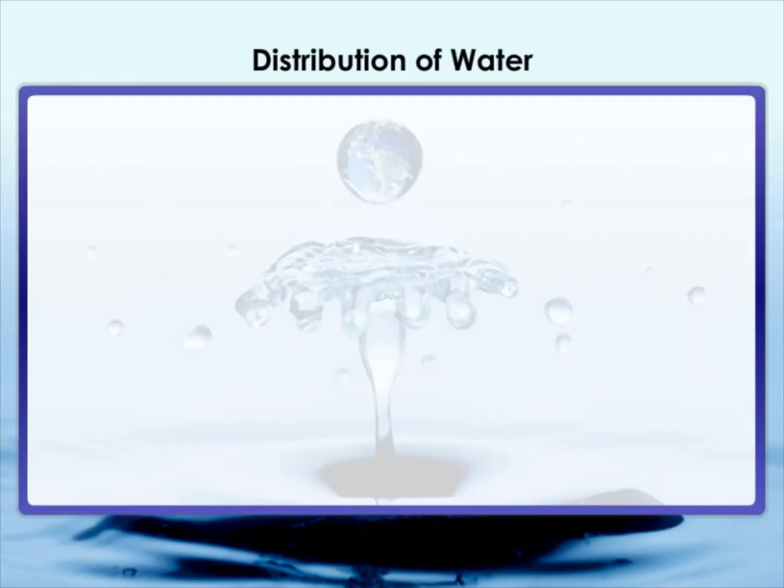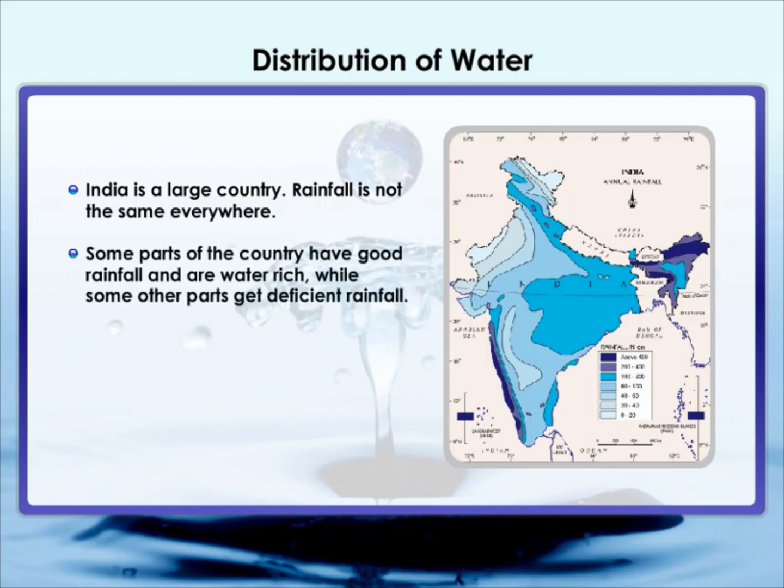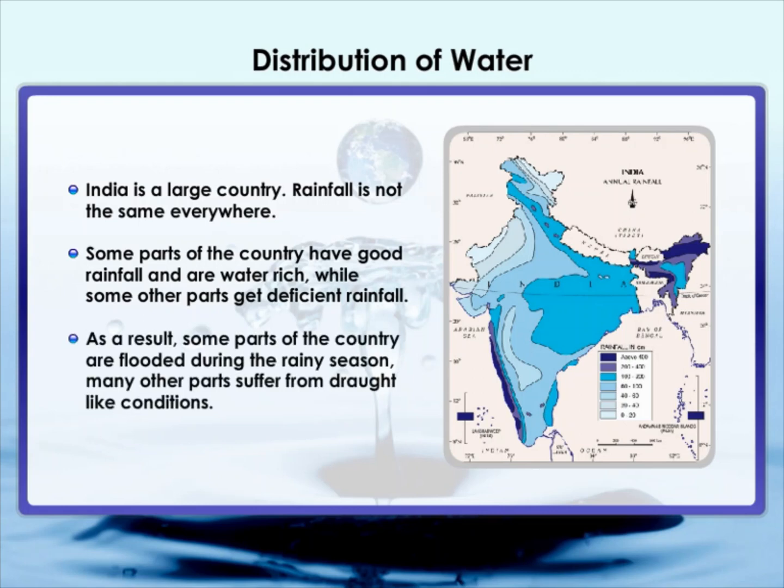Distribution of water. India is a large country. Rainfall is not the same everywhere. Some parts of the country have good rainfall and are water-rich, while some other parts get deficient rainfall. As a result, some parts of the country are flooded during the rainy season. Many other parts suffer from drought-like conditions.